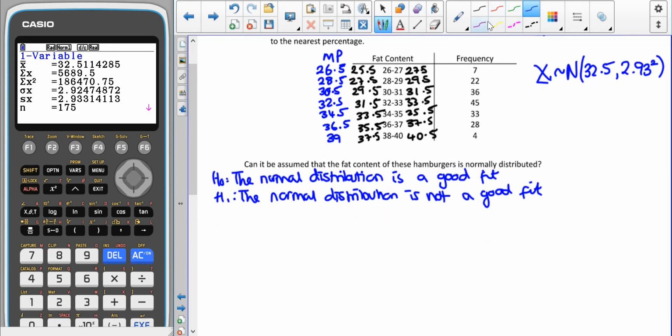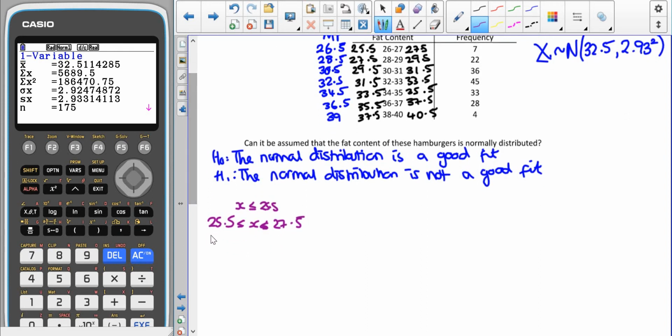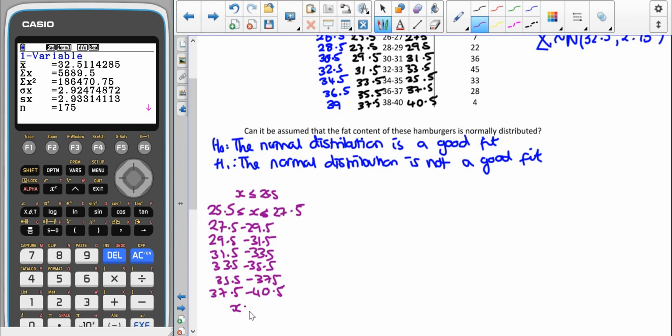So then we're having to find our probabilities. Now remember that we need to make it so that our data goes down to infinity and up to infinity. So instead of having my first category as 25.5 going up to 27.5, my first category is actually going to be that we're looking at less than or equal to 25.5. All the other intervals are still going to stay the same, so we're going to have from 27.5 to 29.5, just writing it this way to make it a bit quicker, 29.5 to 31.5, 31.5 to 33.5, 33.5 to 35.5, 35.5 to 37.5, and then 37.5 to 40.5. And then because we need it to go on forever as well, we need it to go up to infinity, we're also going to have x is greater than or equal to 40.5.